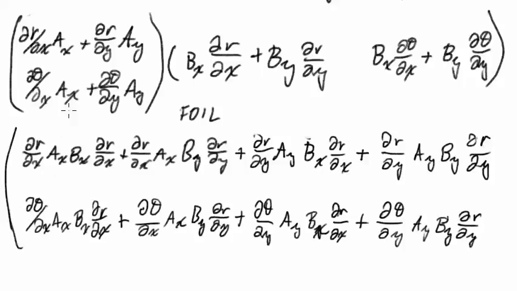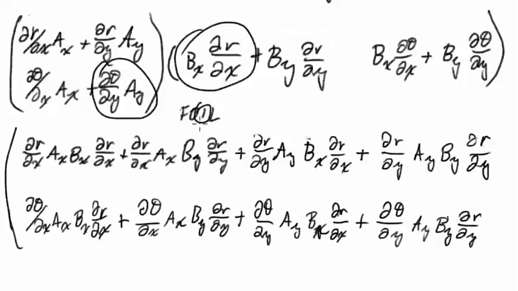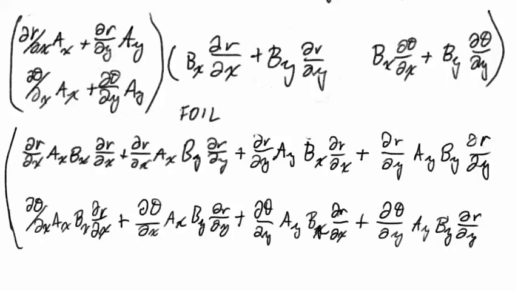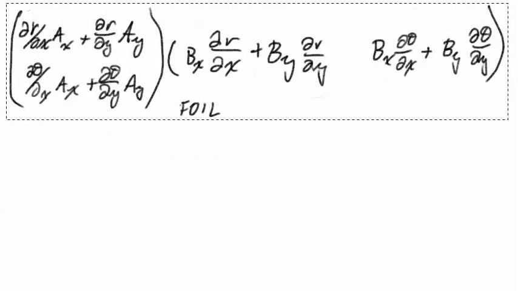Then our 2, 1 position, we'll have first del theta del x times a sub x times b sub x del r del x. Then the outer terms will be del theta del x, a sub x times b sub y del r del y. And our inner terms will be del theta del y, a sub y times b sub x del r del x. And for our last, we'll have del theta del y, a sub y times b sub y del r del y. Halfway finished. I recopied that, and we're going to do the other side here.